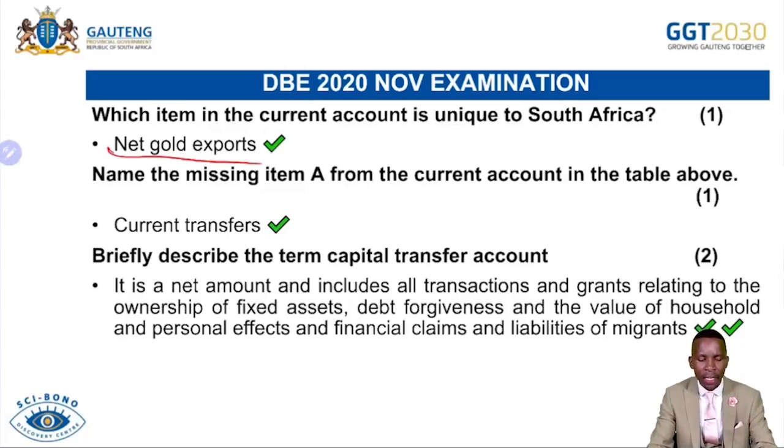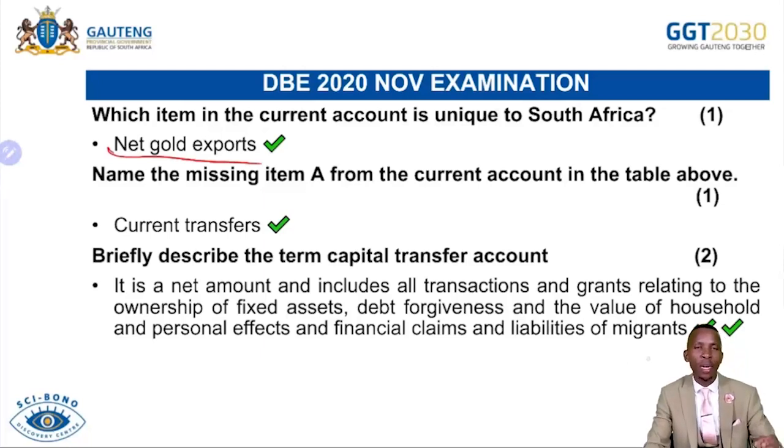Name the missing item A from the current account in the table above. It's current transfers. Briefly describe the term capital transfer account. It is the net amount and includes all transactions and grants relating to the ownership of fixed assets, debt forgiveness, and the value of household and personal effects and financial claims and liabilities of migrants.